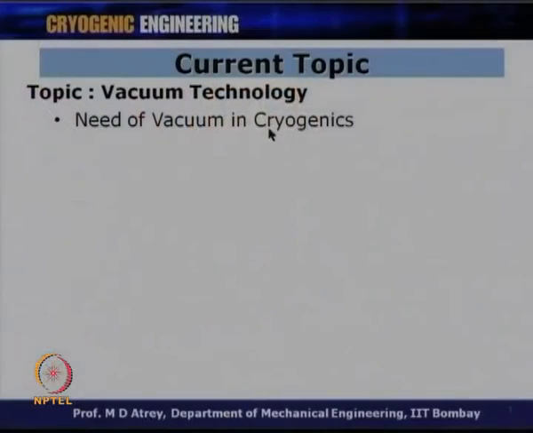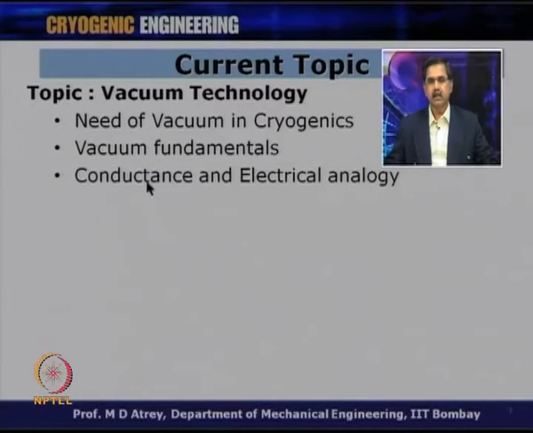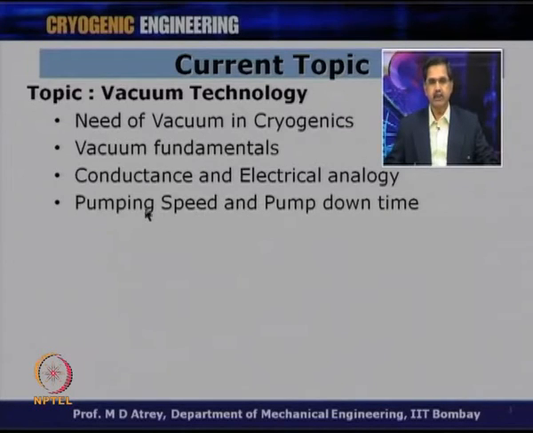So, under this topic, we will understand what is the need of vacuum in cryogenics, although it is a little bit clear from the earlier topic when we covered cryogenic insulation. We will know what the vacuum fundamentals are, very basic knowledge to understand how good vacuum can be obtained, what different technologies and nomenclatures are used to get good vacuum. Then what is conductance and electrical analogy applied to vacuum technology. Pumping speed: we use various pumps, how do we get different pumping speeds and what are pump down times for respective pumps. And then we will talk in brief about some vacuum pumps that are normally used.